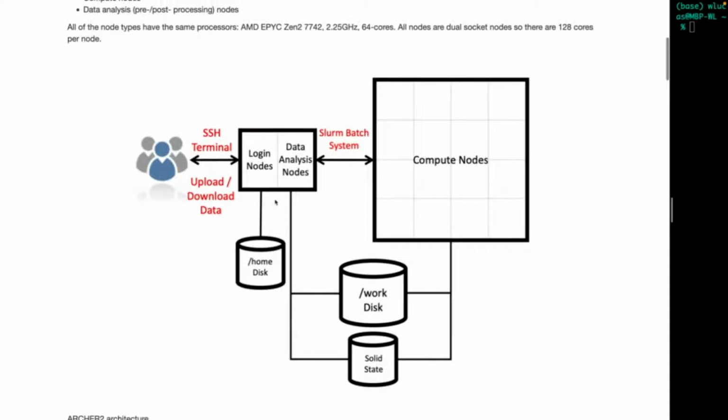The login nodes, you can see, are connected to all these file systems. So these cylinders down here represent the different file systems. We'll talk about these a bit more in a second. The login nodes have access to everything.